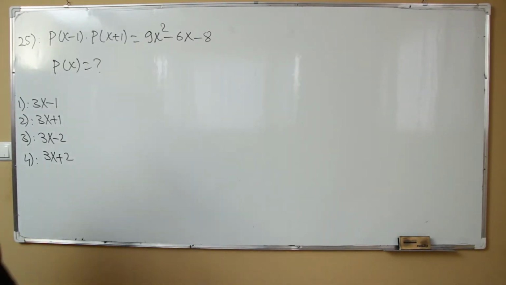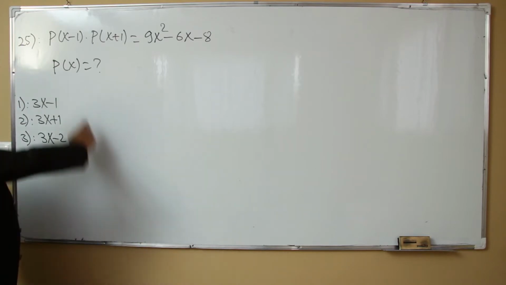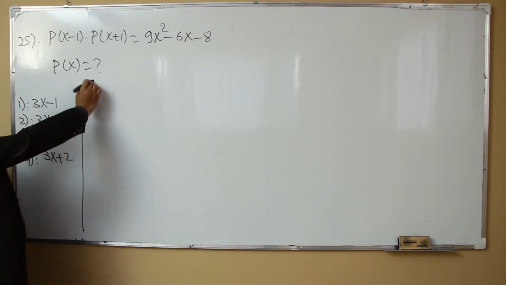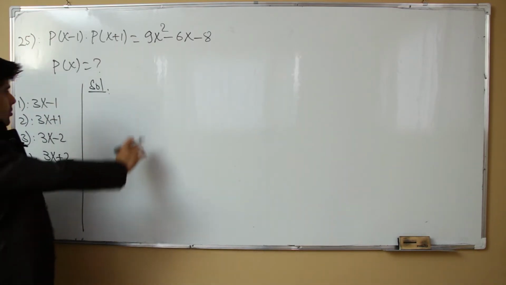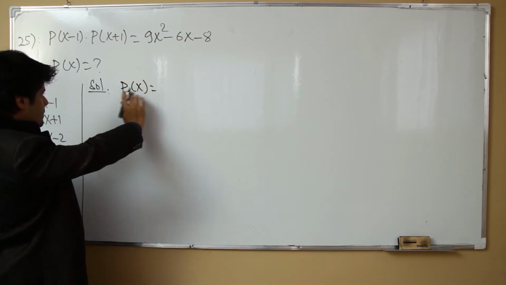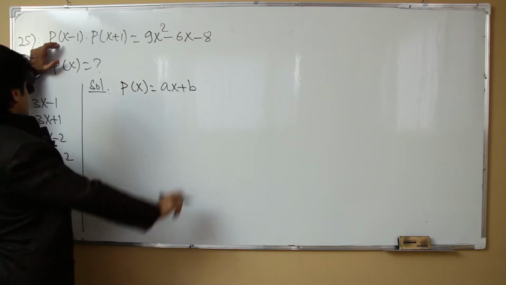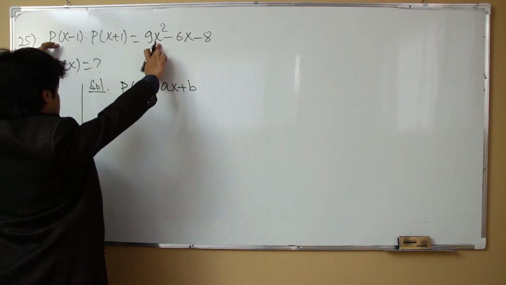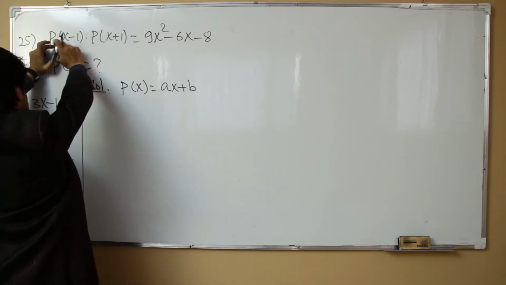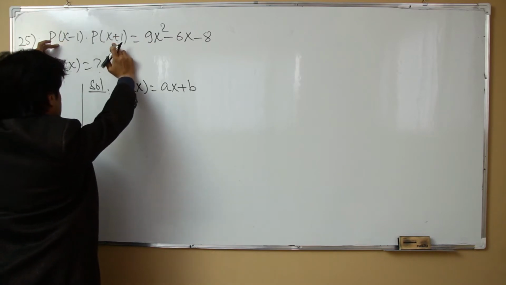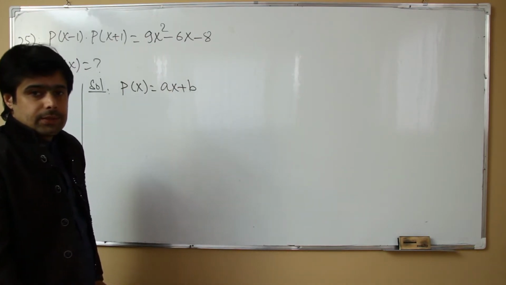Question number 25. P(x minus 1) times P(x plus 1) is given as 9x squared minus 6x minus 8. Now what is P(x)? How can you solve? Can you give any explanation? First, one thing you have to know is that whenever we are talking about P(x), P(x) is a polynomial. Which polynomial? Linear in here. Why? Because if this is a polynomial, and the multiplication of these two is a parabolic polynomial, I mean a second degree polynomial, then this must be a linear polynomial, and this must also be a linear polynomial, and the linear polynomials give a parabolic. Am I right? Yes, it's correct.